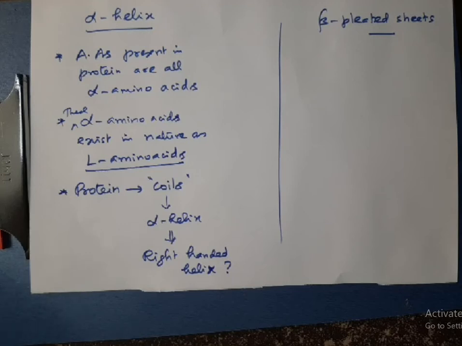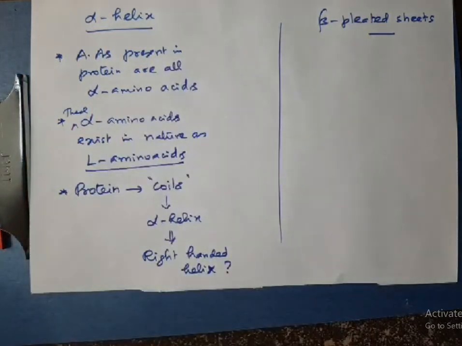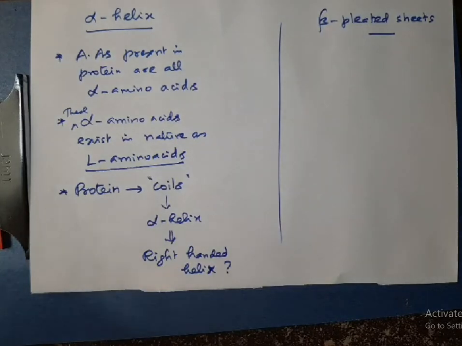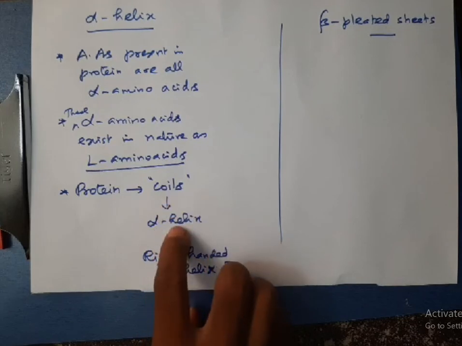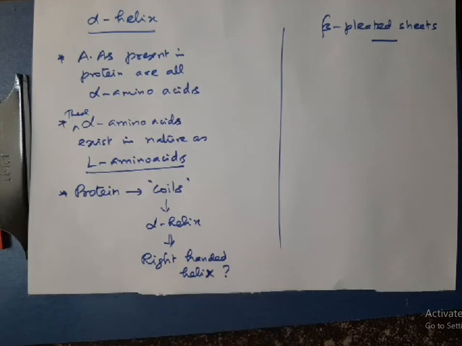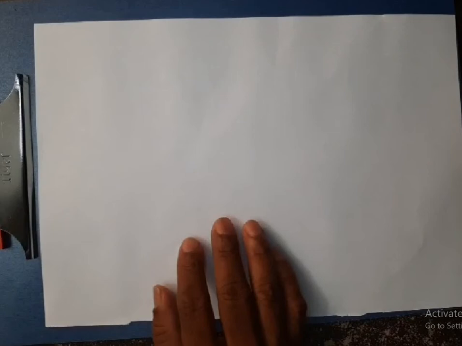What is that? These amino acids, these proteins actually fold. Right? It can fold in two ways. One is alpha helical structure, the other one is beta pleated chain. In alpha helical structure, the protein chain or the polypeptide chain will form a coil. That coil will exist as a helix. And the helix is always a right-handed helix. What is meant by right-handed helix? Let me show you this image.